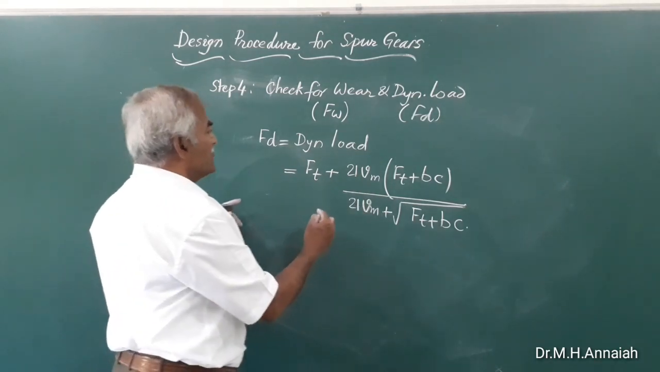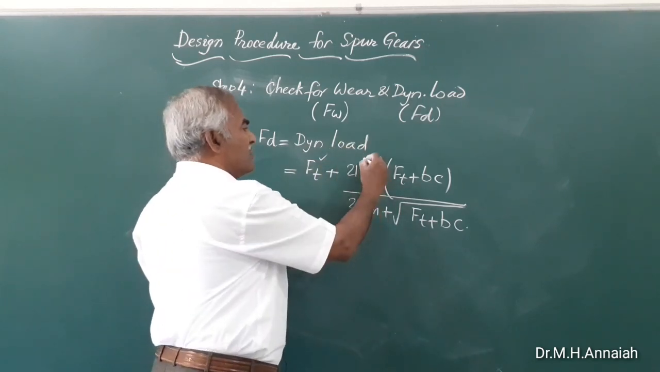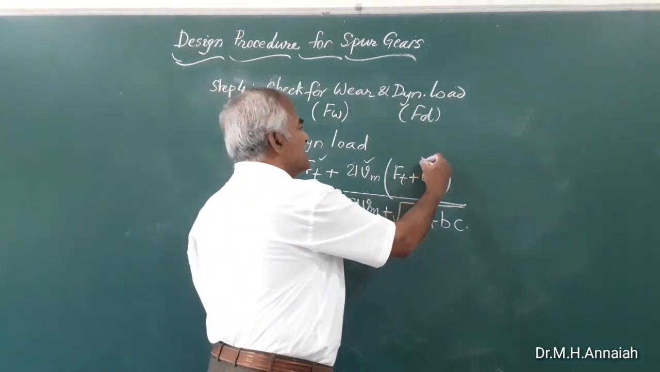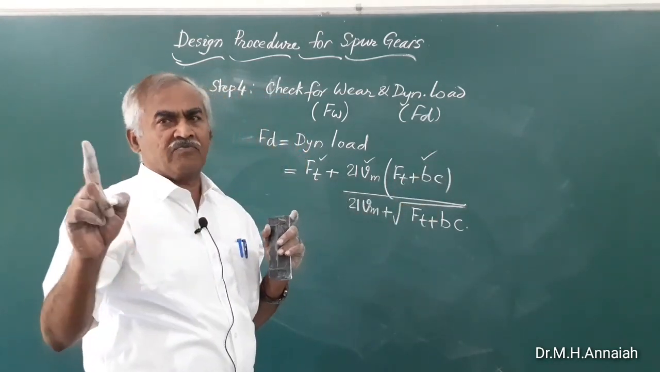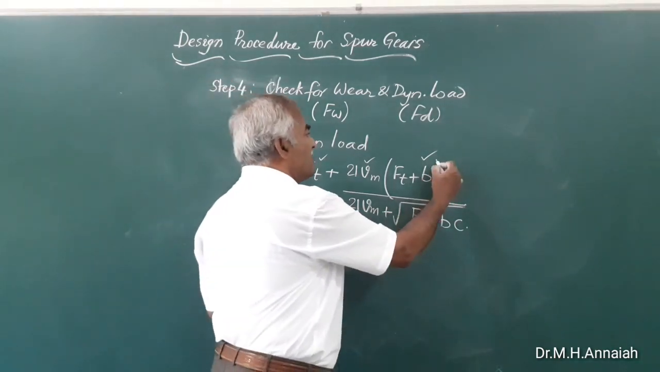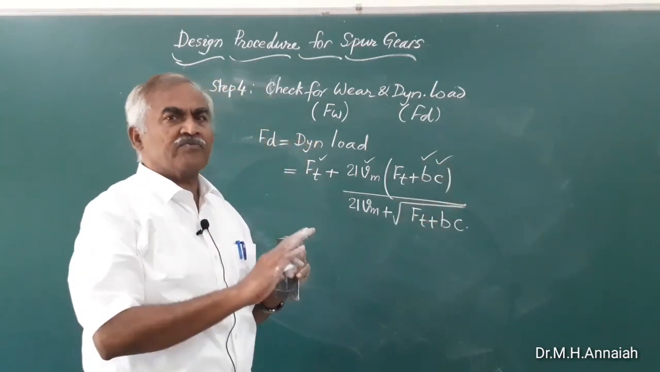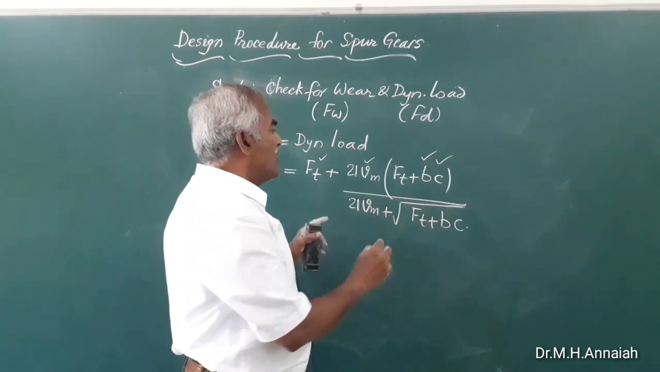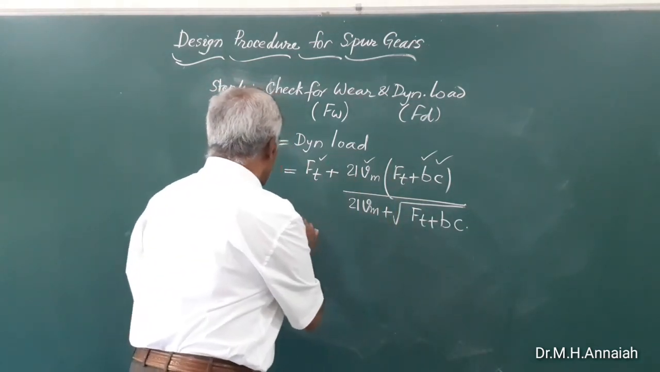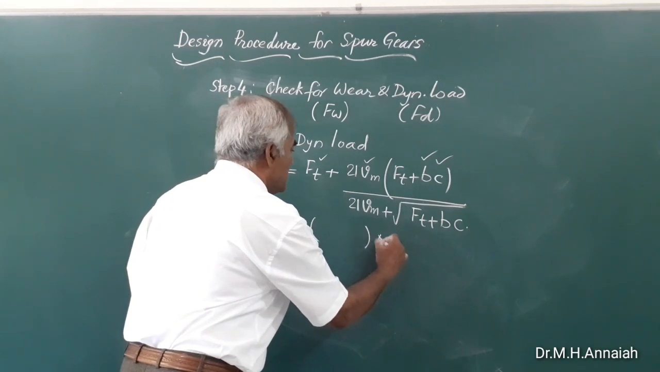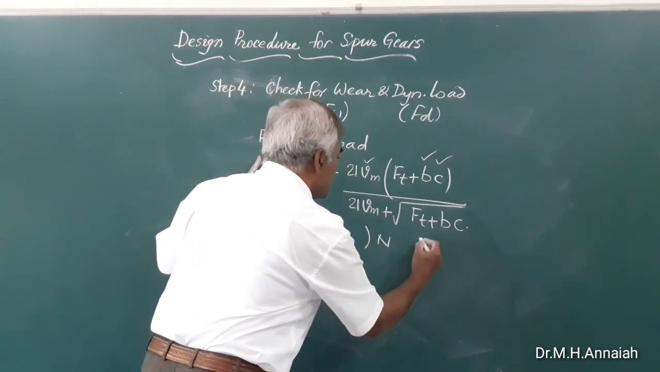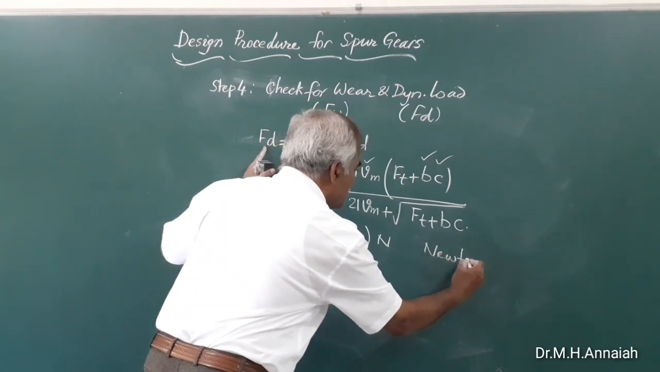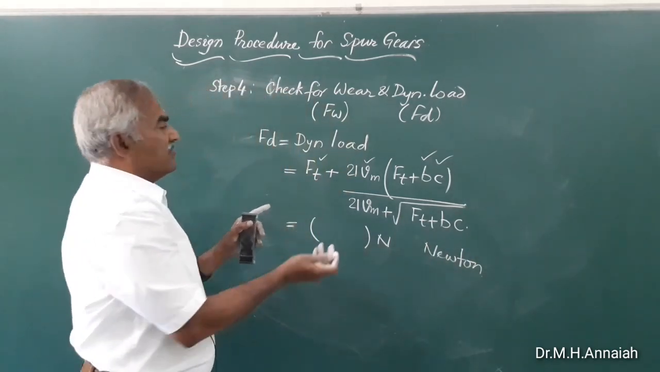Friends, here we know this Ft already. Velocity Vm, I told you how to find out, that is known to us. The value of b is known to us because b is 3.5 pi m, and this value of C, the constant, is obtained from the data handbook based on the velocity. You will be able to get this value, and once you know all these, you are going to get a numerical value, so many Newtons for this member. So, you have this value Fd.